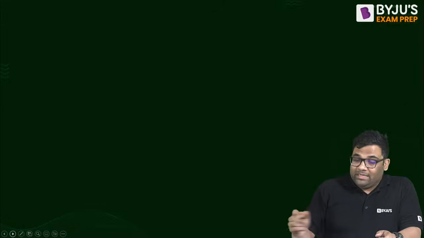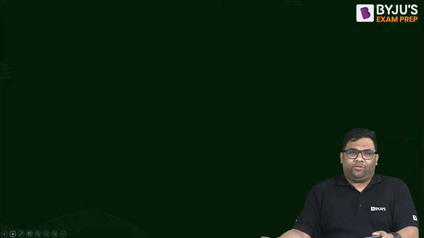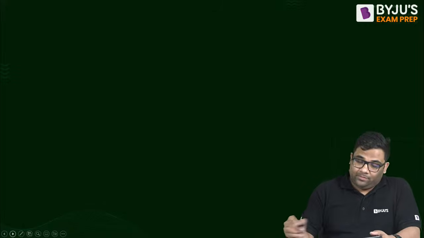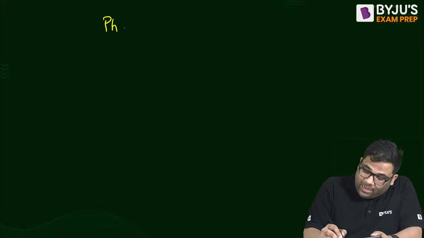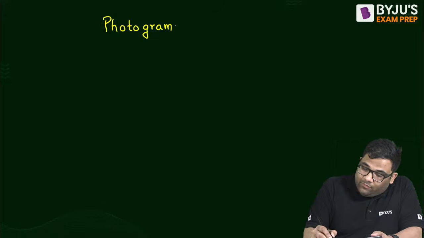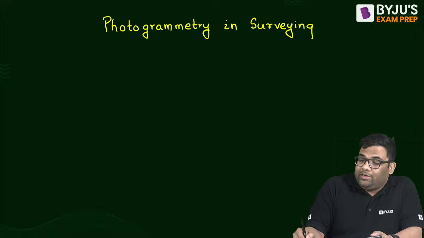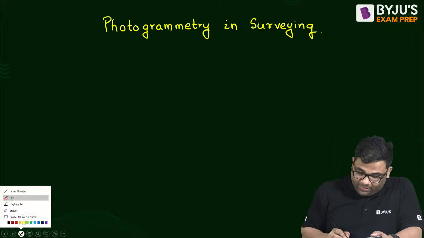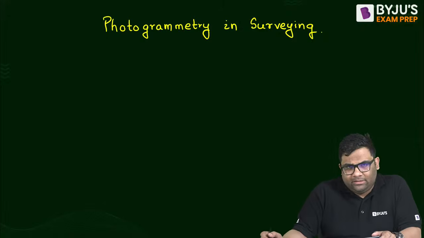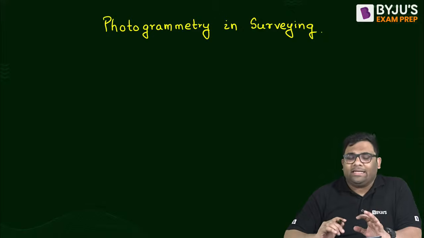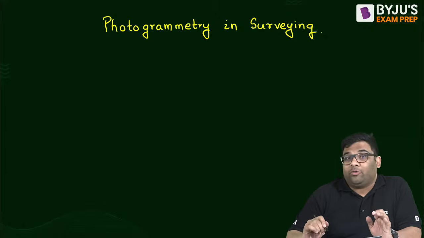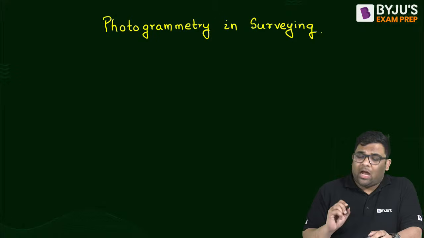So today's lecture is about photogrammetry. When I say photogrammetry in surveying, what is the meaning of this? The meaning is we are doing surveying of a particular area using pictures. I can say photographs. So, how is this done?